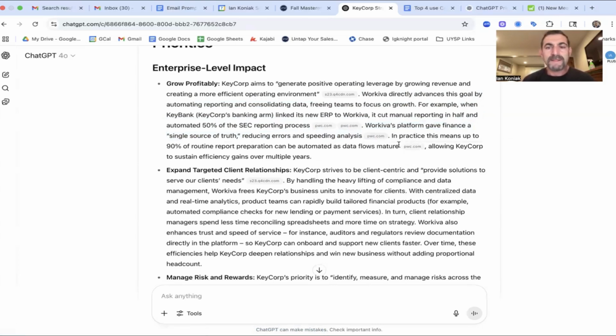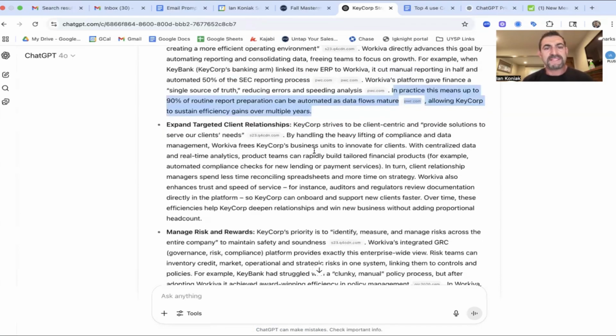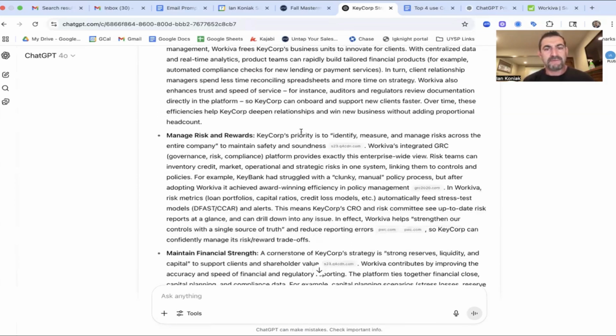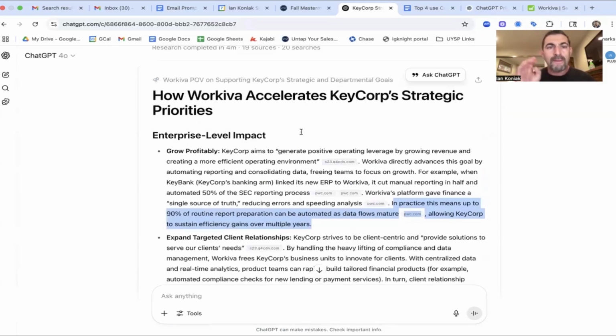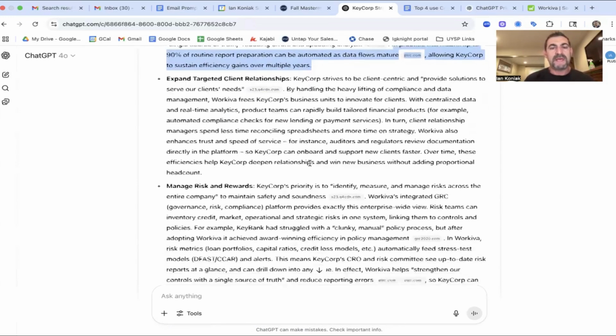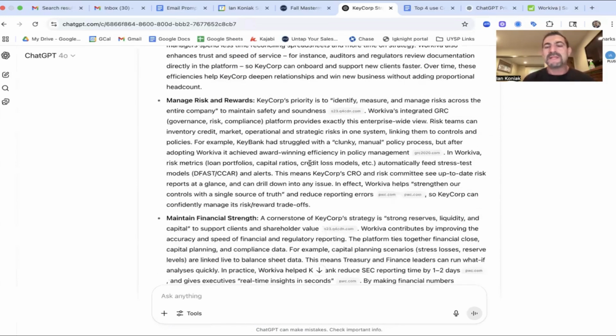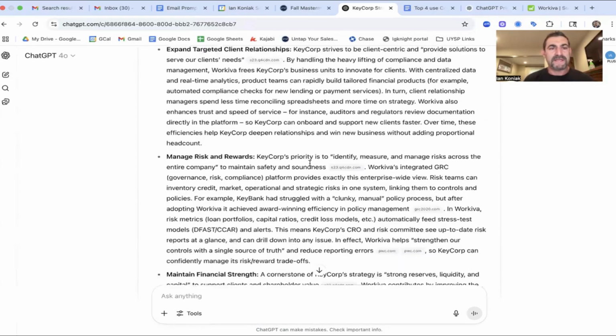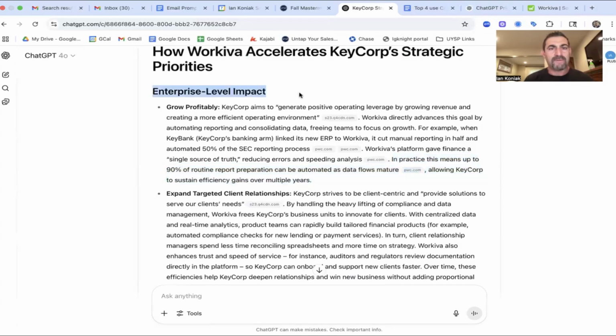So that's huge, right? In practice, that means 90% of the reporting automation. They talked about expanding client relationships with Workiva, managing risk and reward. So this is the whole point of view. And again, Workiva is used in some departments, but not all departments. So the big point of view is here's how we can help the entire organization, right? So it goes through all the details at the enterprise, like we asked for enterprise level impact.